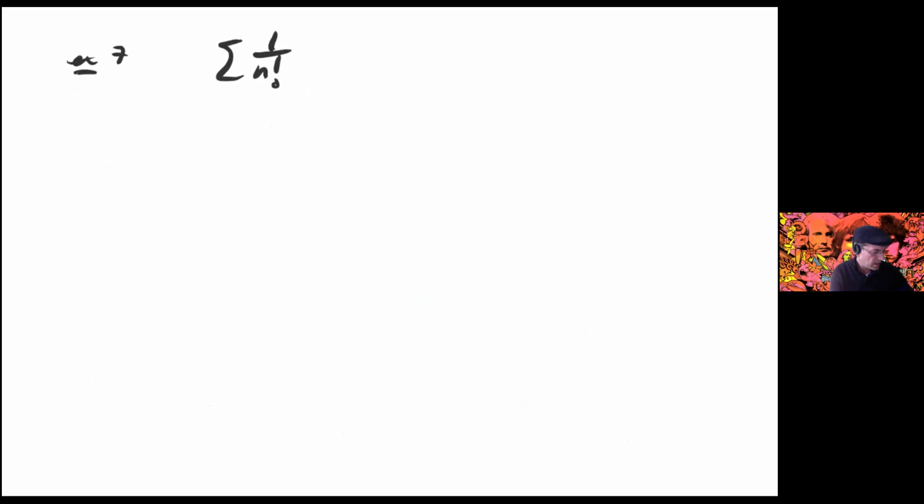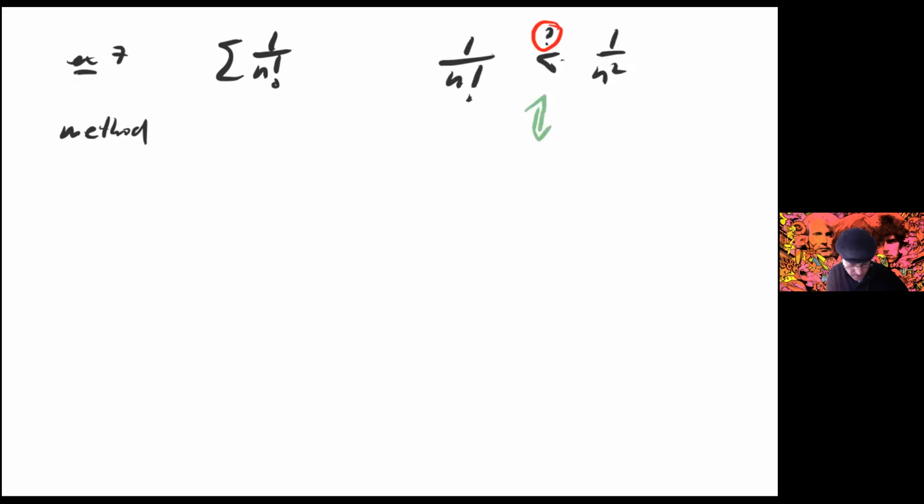So I'm going to try this in 2 different ways. The first method is kind of complicated. Here's the idea. 1 over n factorial should be less than 1 over n squared. N squared should be smaller than n factorial. So I'm going to put a question mark above that. Let me circle the question mark. So this is going to be true if and only if n squared is less than n factorial.